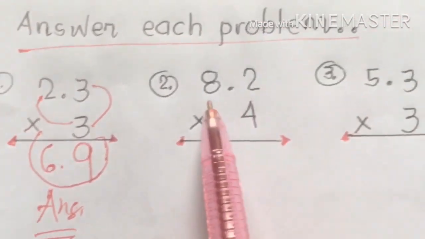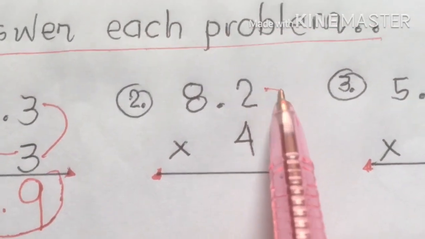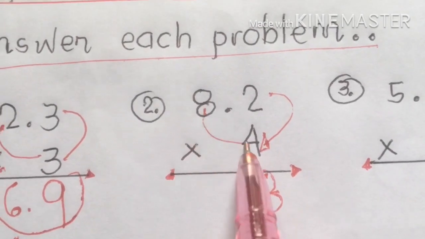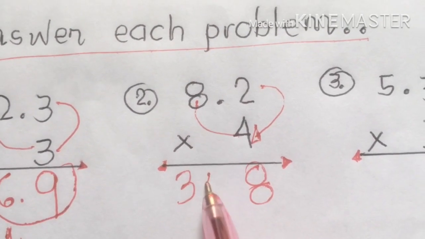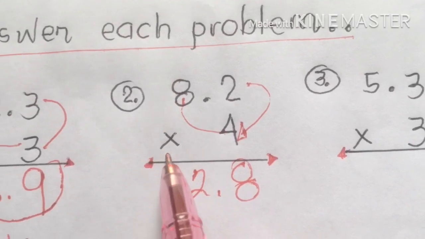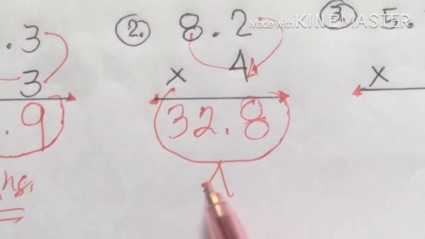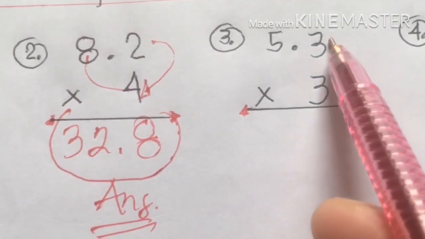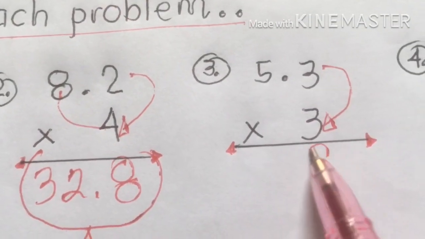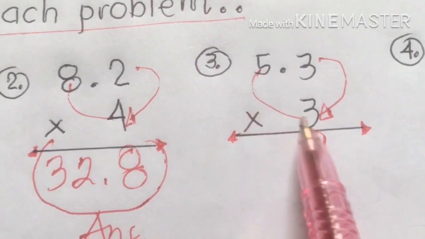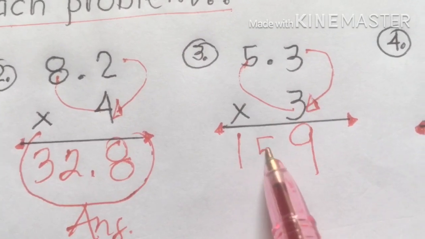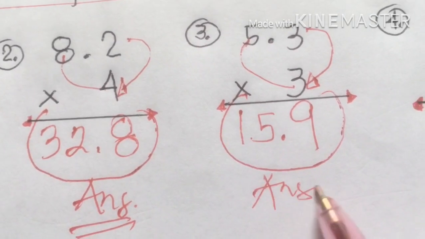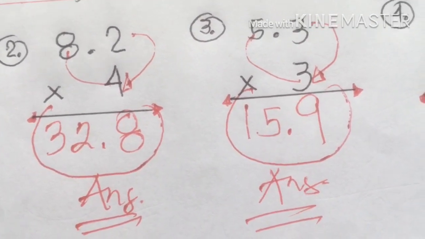Number 2, 8.2 times 4. Multiply 2 times 4, the answer is 8. 8 times 4, the answer is 32. Okay, this will be our answer. Next, 3 times 3, the answer is 9. 5 times 3, the answer is 15. Okay, this will be our answer.